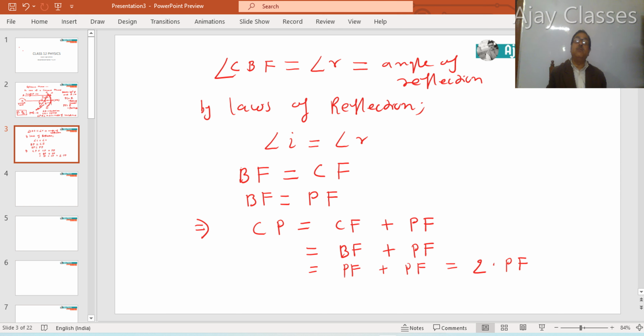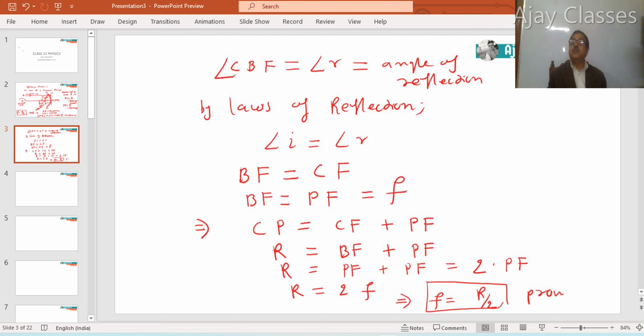And what is our value of PF? PF is equal to the focal length of the mirror. C to P is the radius of curvature. We write capital R, and it is 2 times small f. So ultimately we get the relation for focal length as half of the radius of curvature. Mathematically it is very easy to find by making use of the ray diagram, and we get the required relation.